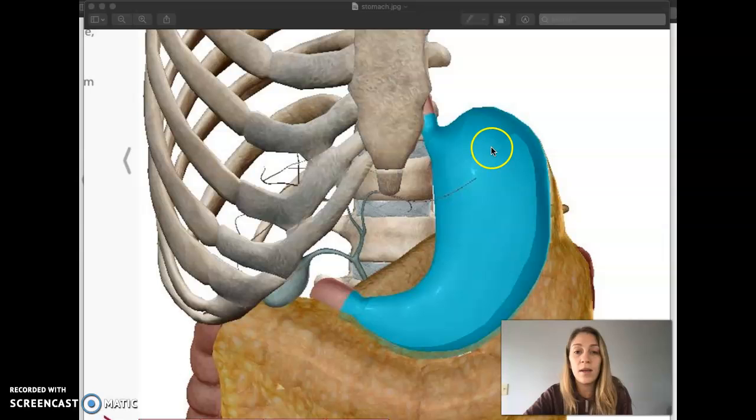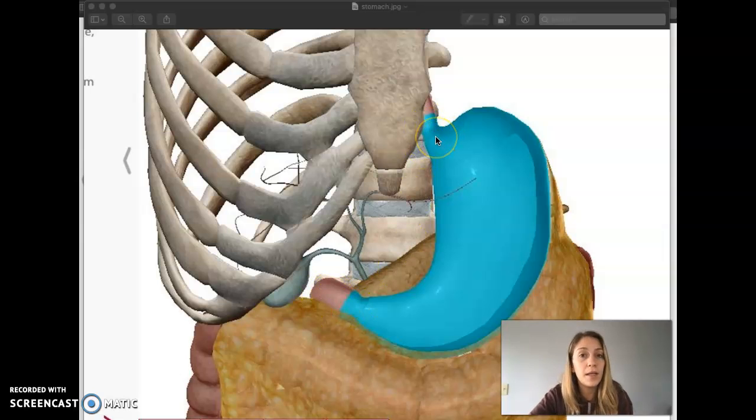Starting off here, we have the stomach. So the anatomy of the stomach, we have the top part here, which is called the fundus, and then this whole body area is actually called the body. It's called the gastric body. And then down here, this bottom part, the inferior part, is the pyloric part. And there's a pyloric sphincter that separates the stomach from the duodenum of the small intestine.